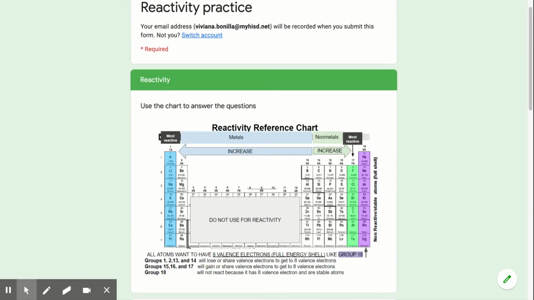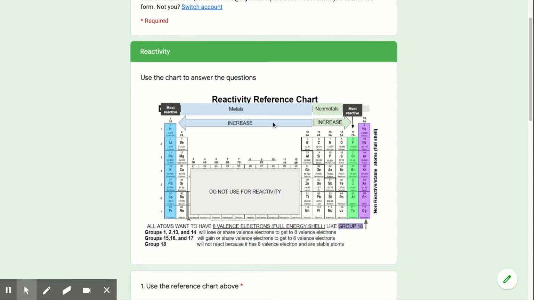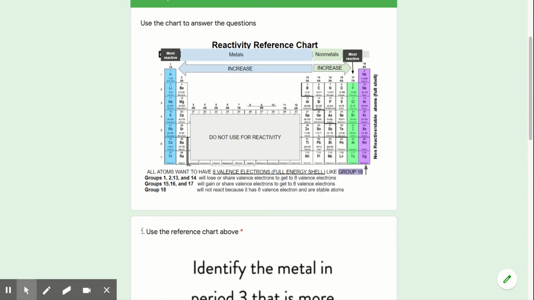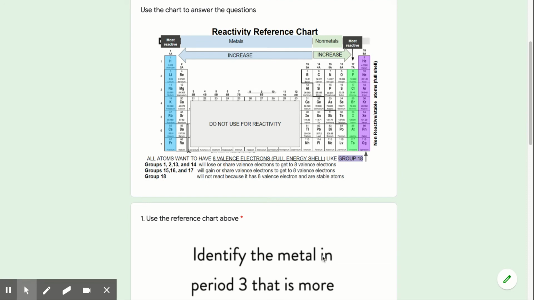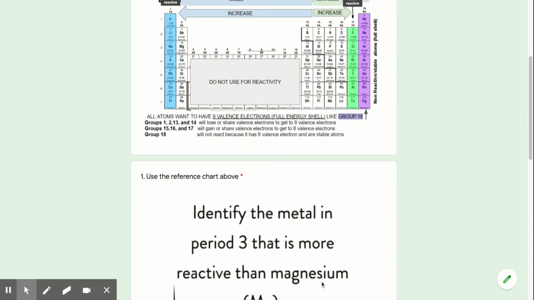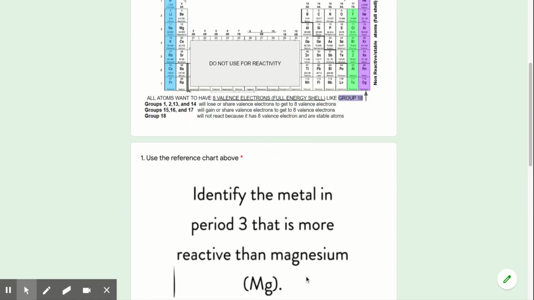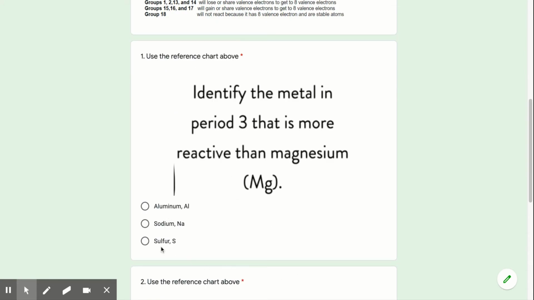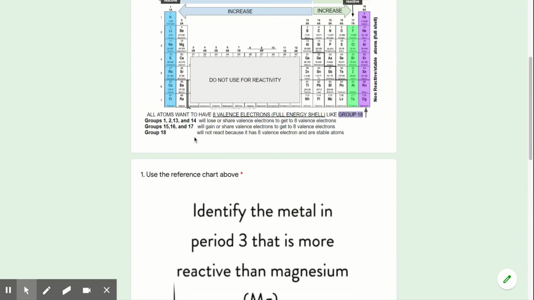Okay, and so here's that reference chart that we used yesterday. And what you're going to do is you're going to be using this to answer the questions, okay? So like number 1 says, use the reference chart above, all right? It says, identify the metal in period 3 that is more reactive than magnesium. And then it gives you aluminum, sodium, and sulfur, okay?